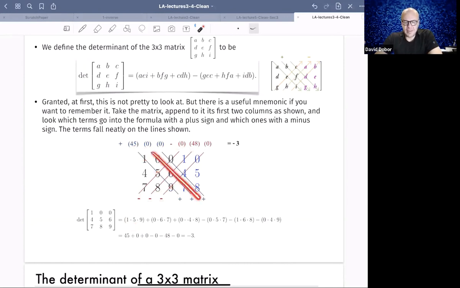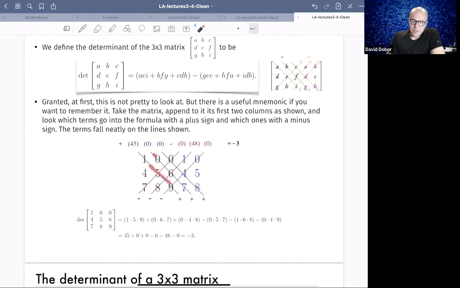The next 2 diagonals, like 0 times 6 times 7, this goes in here with a plus sign. This goes in here with a plus sign. It's just a rule to remember, to understand and write down. But if you understand it, you'll remember it. It's difficult to forget this rule once you've thought about it a couple of times, maybe with spaced repetition. I don't know. But anyway.